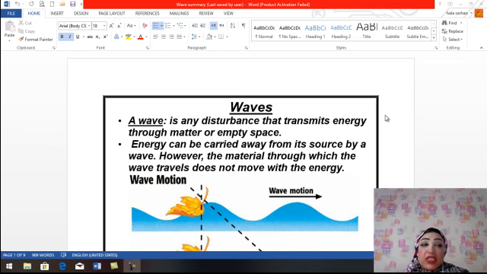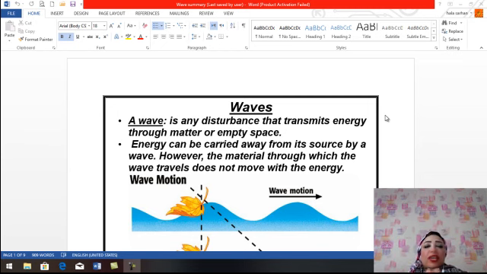These waves may be transmitted in a medium. What is the medium? The medium is the matter that transmits energy or waves. This matter may be solid, liquid, or gas, or it may be empty space, a vacuum. So waves can be transmitted inside matter, solid, liquid, or gas, and can be transmitted in empty space or in a vacuum. And a vacuum may be a room devoid of air, or maybe inside space.